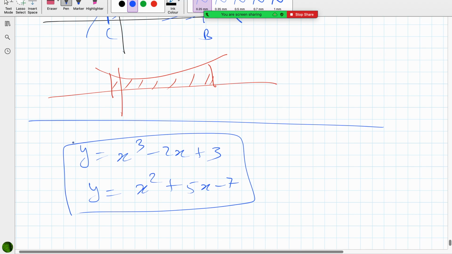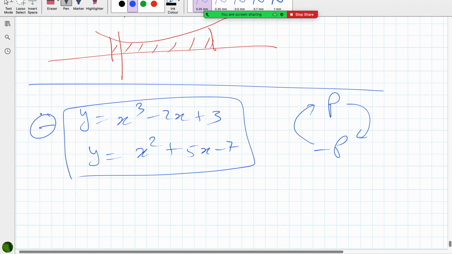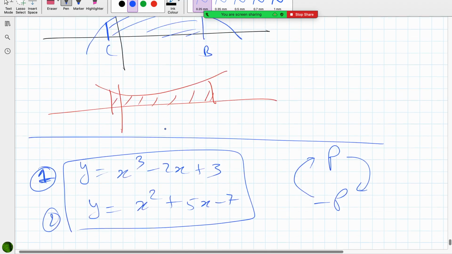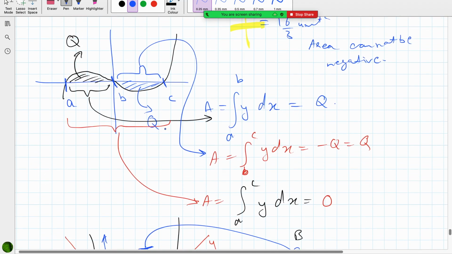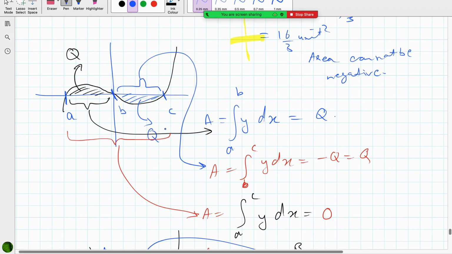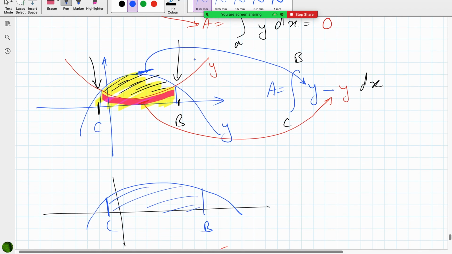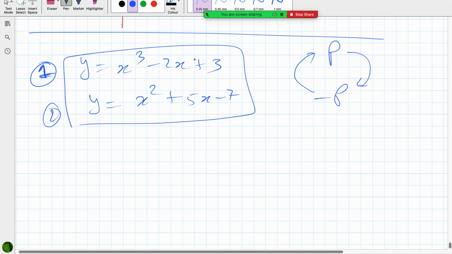What will happen? We will do it in any order. One student will get an answer of, suppose, positive p, other is getting negative p. Value would be same. What is happening here? Someone did 1 minus 2, the other did 2 minus 1, because you can only assume that this equation would lie upwards, just like in this case. And when you get the negative answer, you will change it into positive.